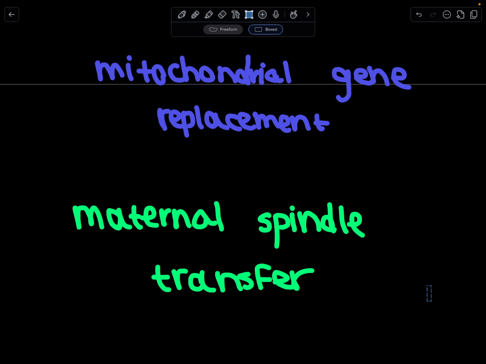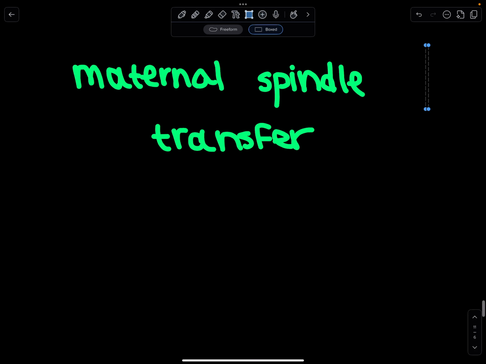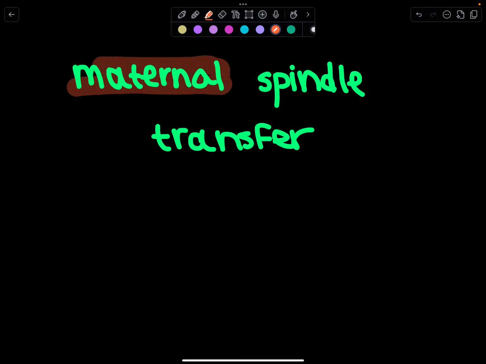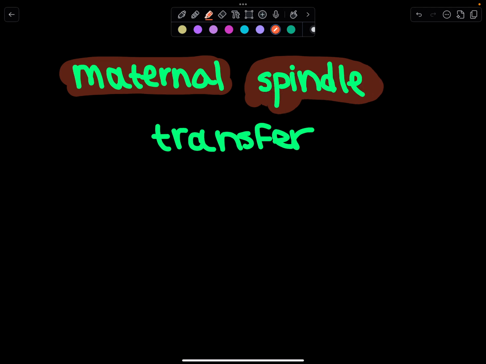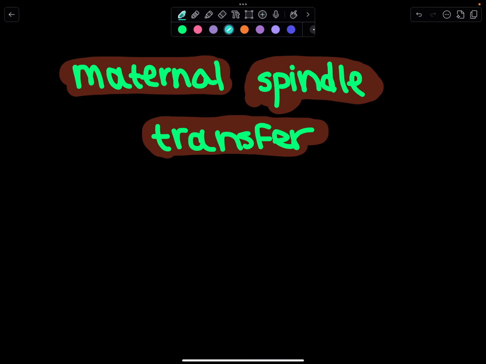Maternal spindle transfer is a mitochondrial replacement technique where the mother's nuclear DNA, organized in a spindle structure during cell division, is removed from her egg with defective mitochondria and transferred into a donor egg with healthy mitochondria that has had its own nucleus removed. This reconstructed egg, containing the mother's nuclear DNA and donor's healthy mitochondria, is then fertilized to create an embryo free of mitochondrial disease mutations. It's a preventive strategy for maternal mitochondrial diseases, but success depends on minimizing carryover of defective mtDNA and ensuring embryo viability. Want to dive into how it compares to other methods like pronuclear transfer?